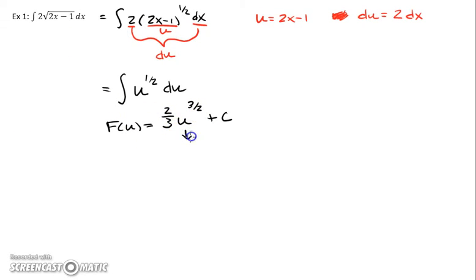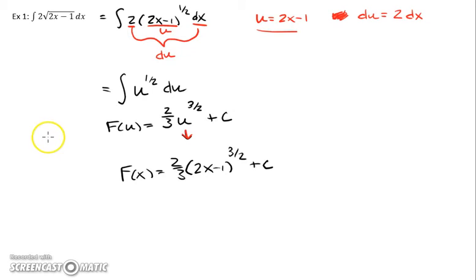We know that this u, oops, I meant to change the color there, sorry. We know that that u is 2x minus 1. So we can rewrite our answer as capital F of x is 2/3 (2x minus 1) to the 3/2 plus c. And if you wanted to check, you can take your derivative, and we should end up at 2 times the quantity 2x minus 1 to the 1/2.